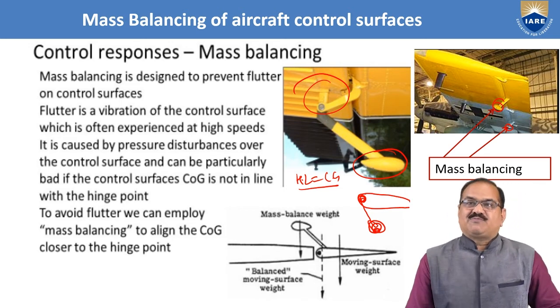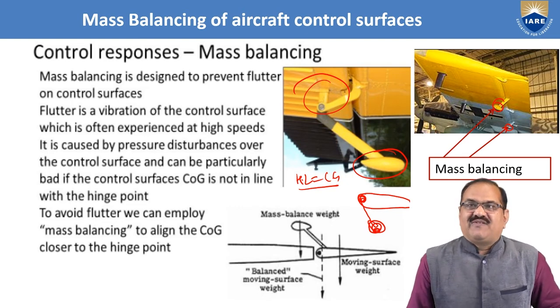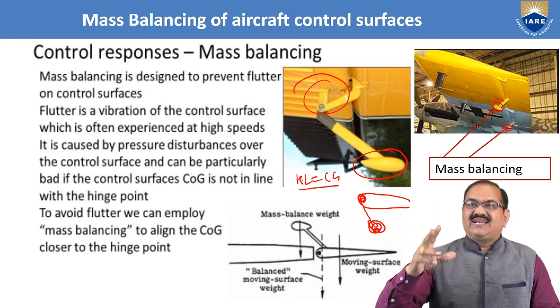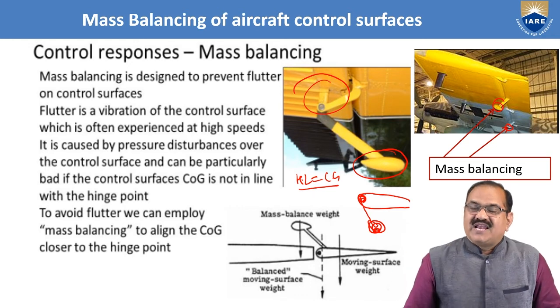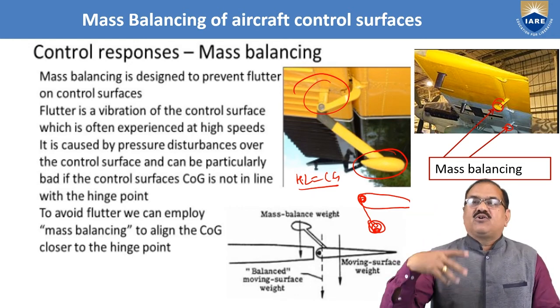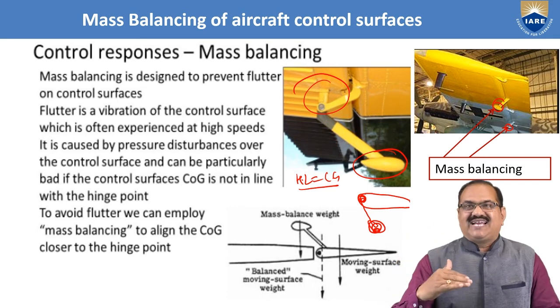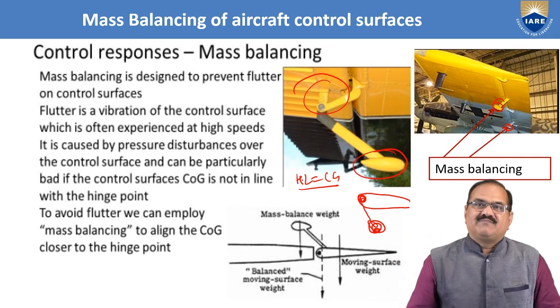So, control responses and mass balancing. Mass balancing is designed to prevent flutter on control surfaces. So what does flutter mean? It is vibrating like this, like this. To avoid that, we have to do the mass balancing, because if it is fluttering, failure of the control will be very frequent. So to avoid that, we have to do the mass balancing.